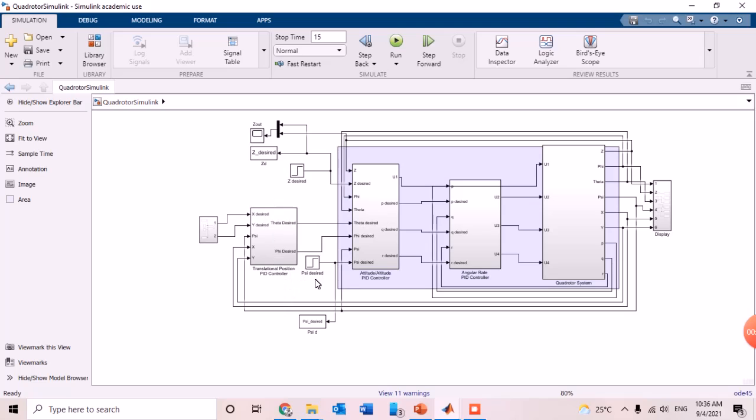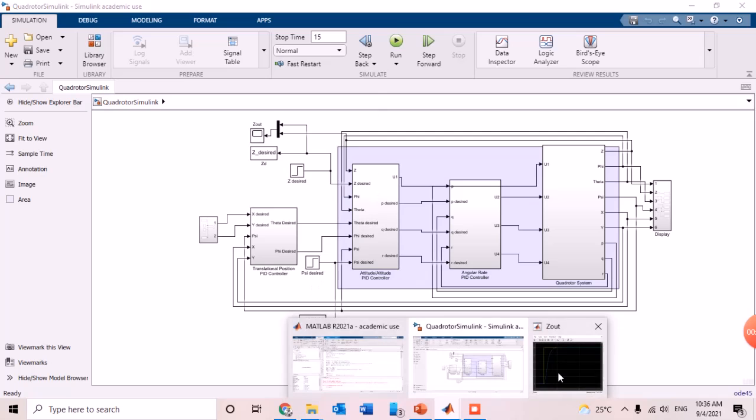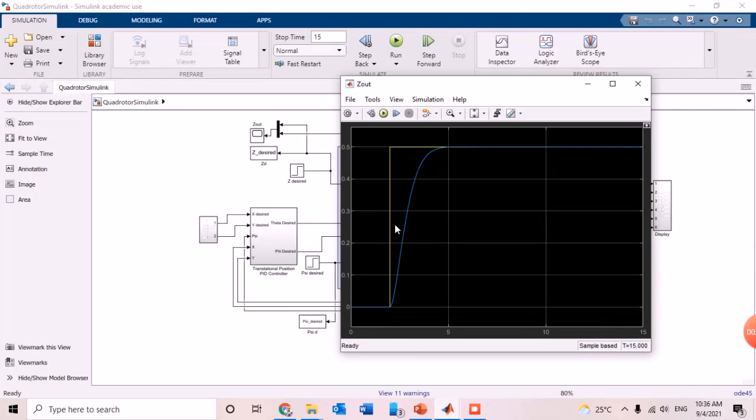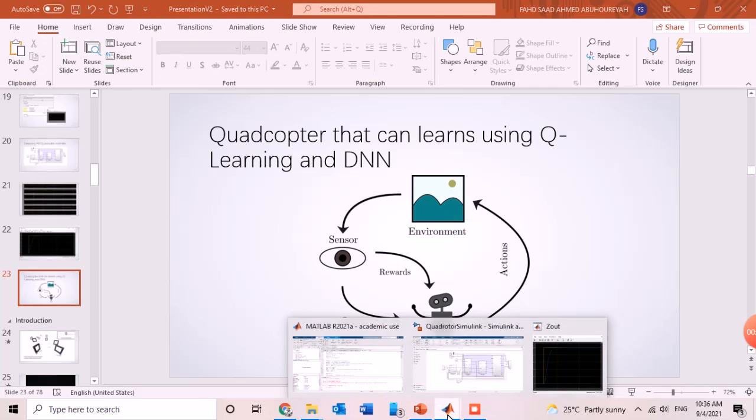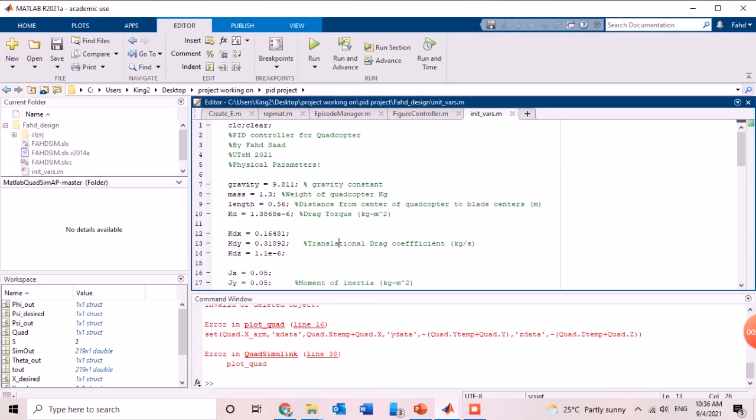Basically, PID shows good controlling stability and simple design, and we can see the result of this. Here is the output of the PID controller. One of the advantages of the PID controller is the ability to control the quadcopter with an easy design. Over here you can see the simple programs of this design.